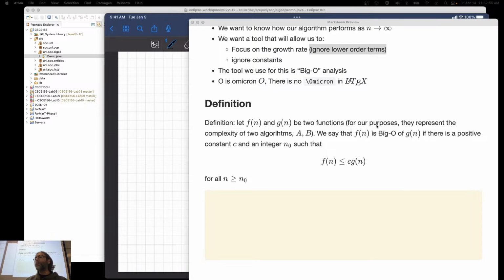We have two functions, f of n and g of n. For our purposes, they represent the complexity of two different algorithms, a and b. We say that f of n is big O of g of n if there is a positive constant c and an integer n naught such that f of n is less than or equal to c of g of n for all n greater than or equal to n naught.